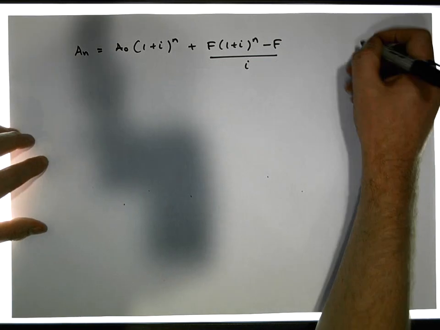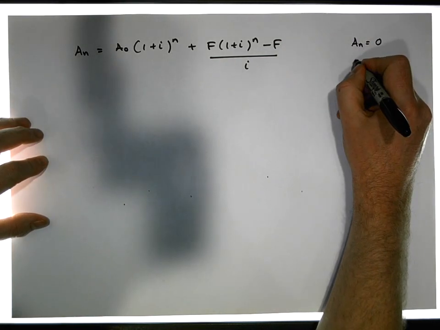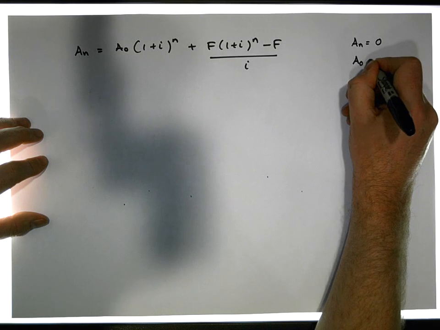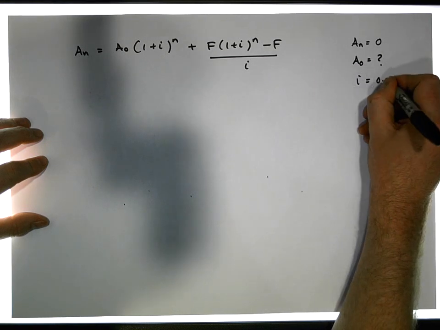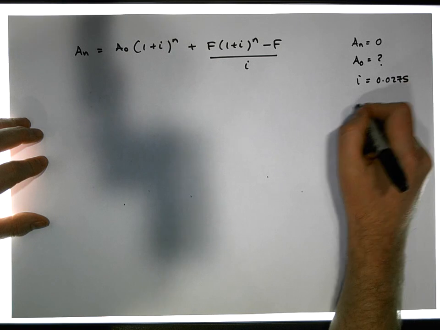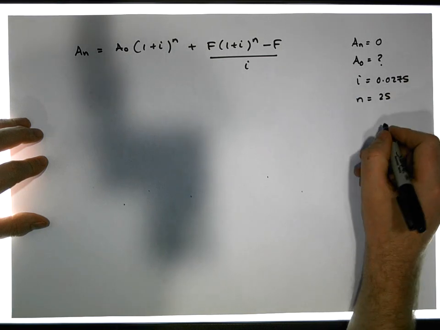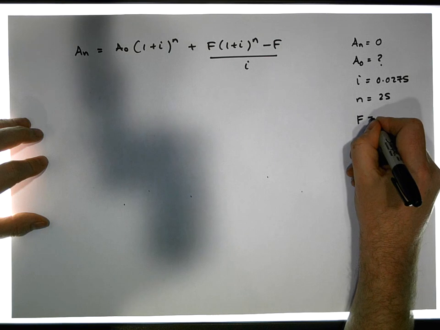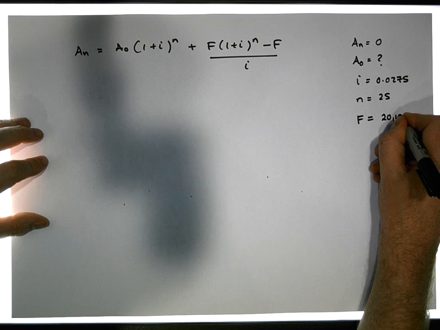Maybe I'll just write it down here again. AN for a mortgage is always 0. In our scenarios, A0 is question mark, that's what we're trying to find. The interest rate is 0.0275, it's 2.75%. N is equal to 25, the mortgage is out over 25 years. And F, our annual repayment, well, we can afford to repay annually 20,100 euros.